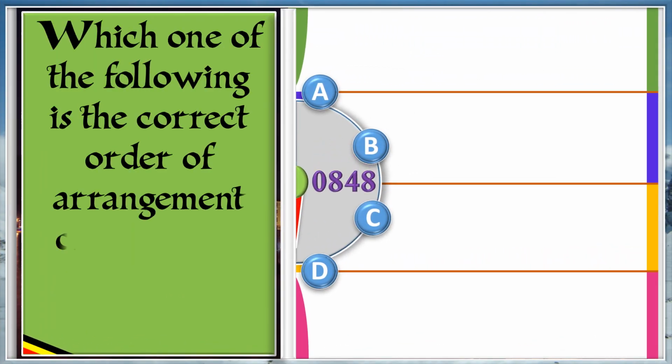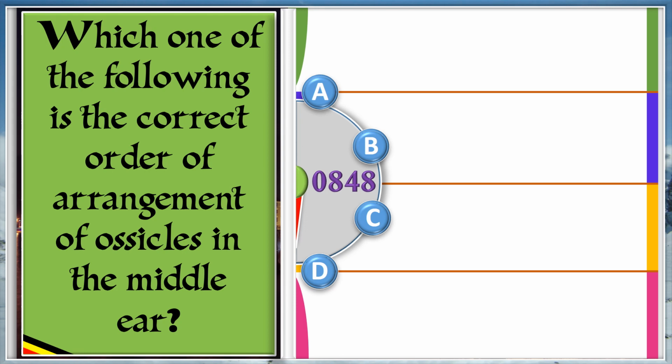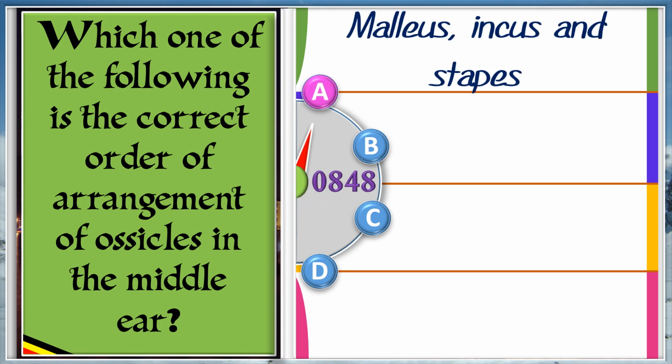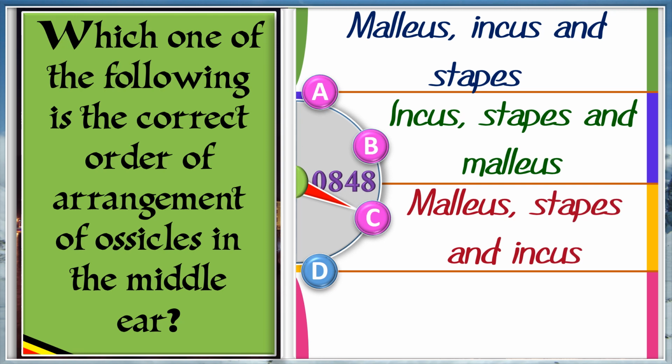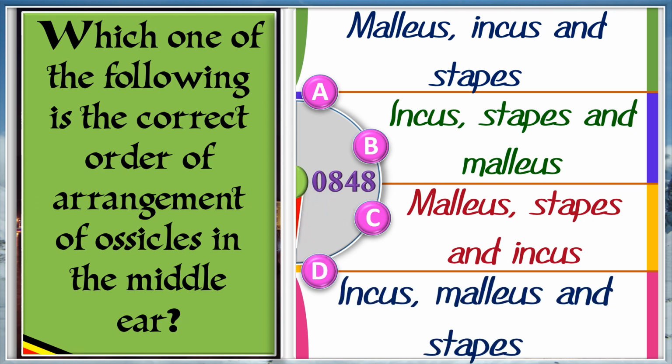Which one of the following is the correct order of arrangement of ossicles in the middle ear? A. Malleus, incus, and stapes. B. Incus, stapes, and malleus. C. Malleus, stapes, incus. D. Incus, malleus, and stapes. And the answer is A. Malleus, incus, and stapes.